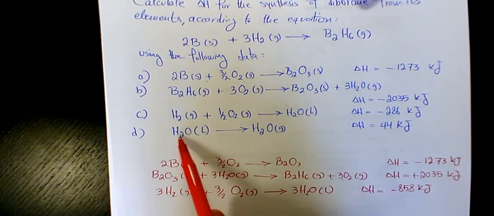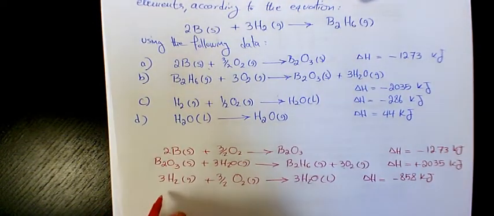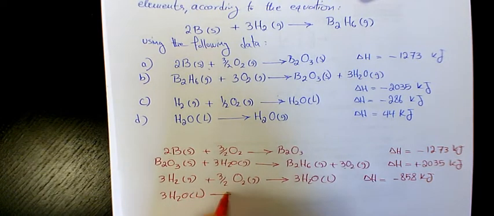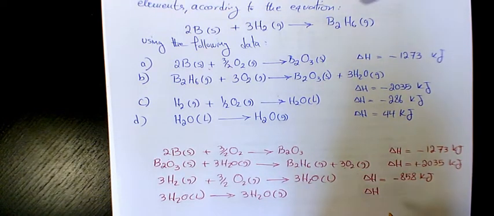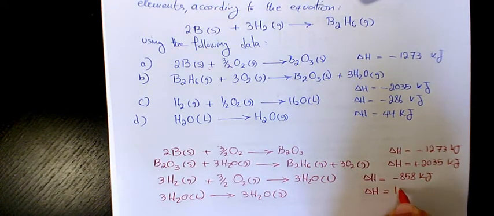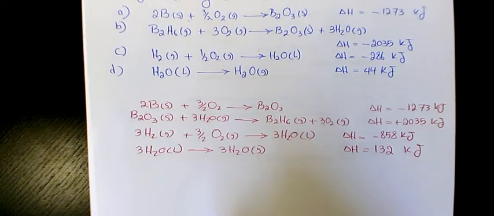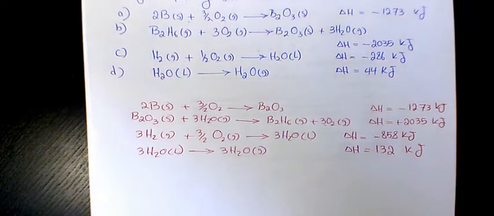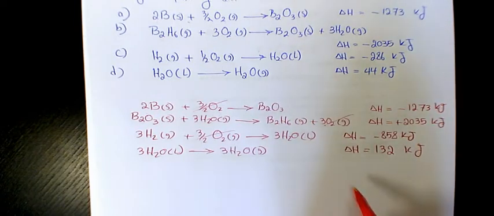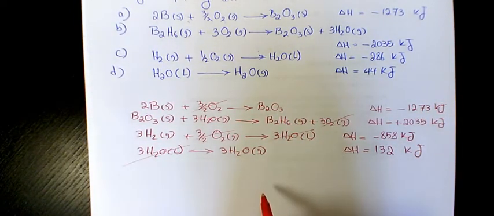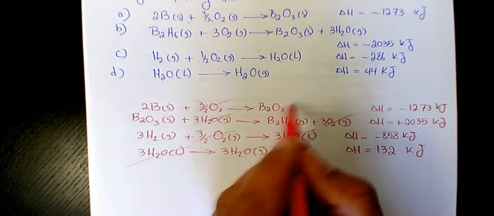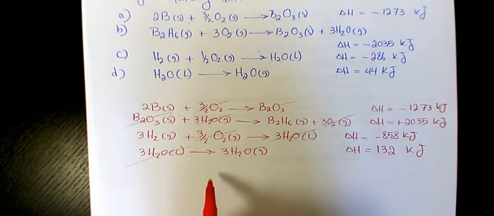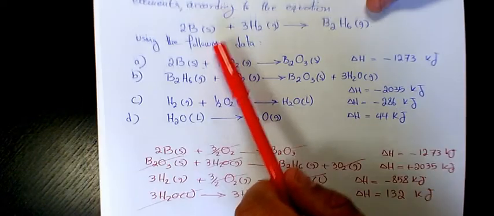And D here, since we have 3H2O in liquid phase, this one has to be in liquid phase as well. Delta H, 44 times 3 is going to be 132 kilojoule. Now let's see, here we have oxygen, and this oxygen cancels out. 3H2 in gas phase, 3H2 in gas phase cancels out. B2O3. What else? That's it.